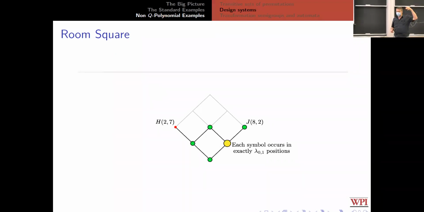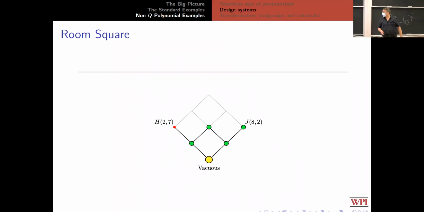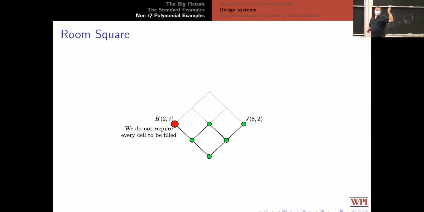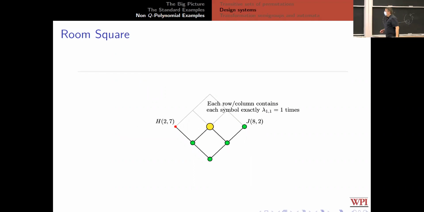Every symbol has to occur some constant number of times in the entire array, of course. There's nothing at the trivial eigenspace. Every row contains some constant number of pairs. We don't require that every cell be filled, so that's not in our design, but we require that in every row, every symbol has to occur exactly once. So that's the association scheme definition of a room square.